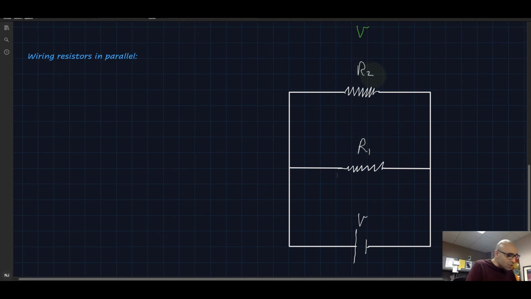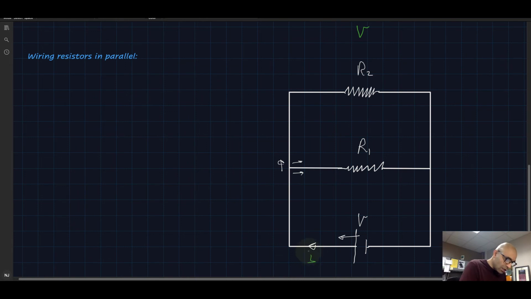And the question is, we need to find the value of the equivalent resistor of these two resistors when they are connected in parallel. One thing you should remember is that when you have two things connected in parallel, there is a fork, as you can see. So there is what we call a junction. At this junction, you have to pay attention that the current comes like this.